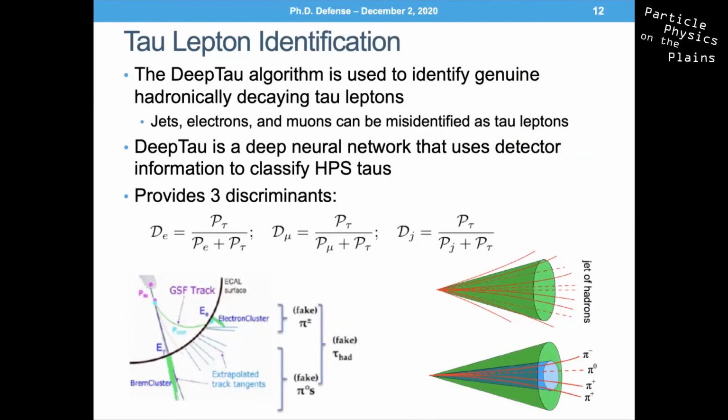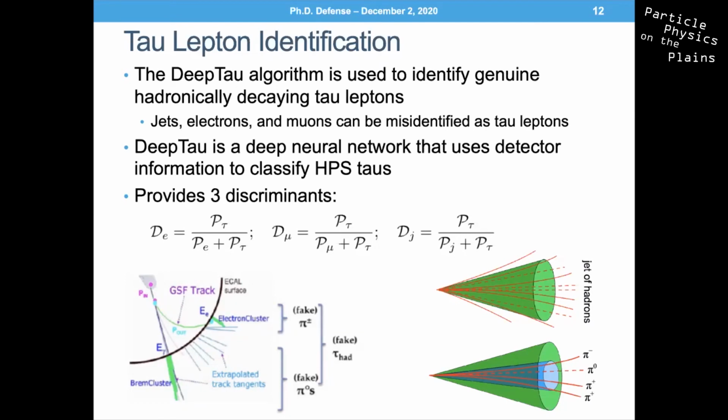So since the taus decay inside the detector, and we have to identify them based on their decay products, they can easily be faked by jets, electrons, or muons. So I've got two examples of this in the bottom left. This is how an electron can fake a hadronically decaying tau.